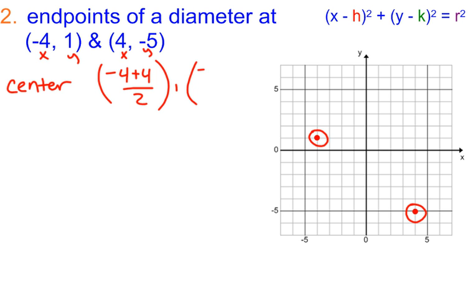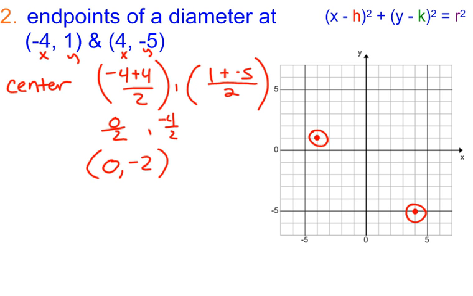So make that a 1, how about? 1 plus a negative 5 divided by 2. So I would get 0 divided by 2, which is 0. And I would get negative 4 divided by 2, which is negative 2. So my center is (0, negative 2), which I think that's where I put it when I eyeballed it, right? So I did pretty good.